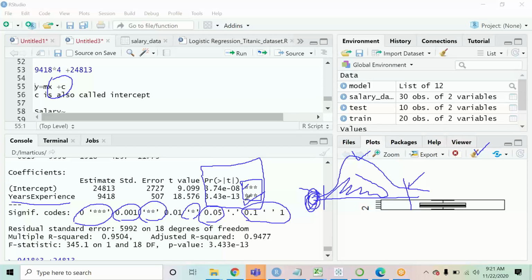Based on that, we pick our variables. All the variables with a value less than 0.05, we can say, okay, yes, these are the variables that impact my salary.